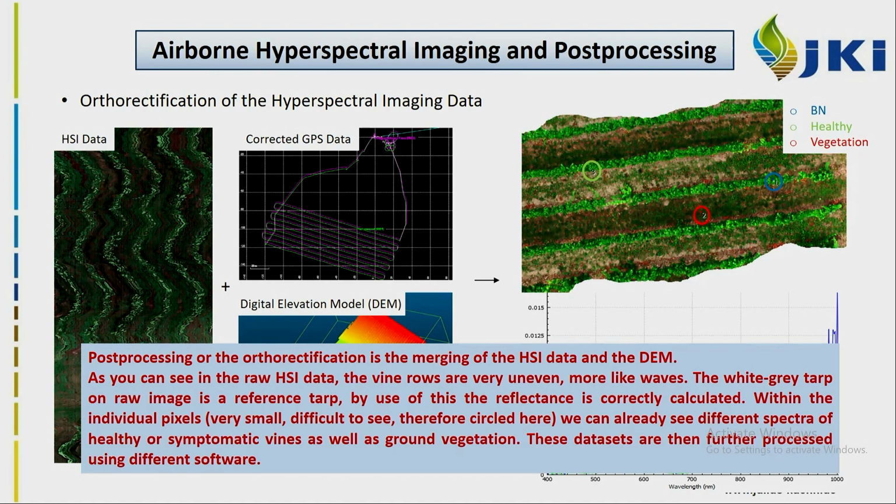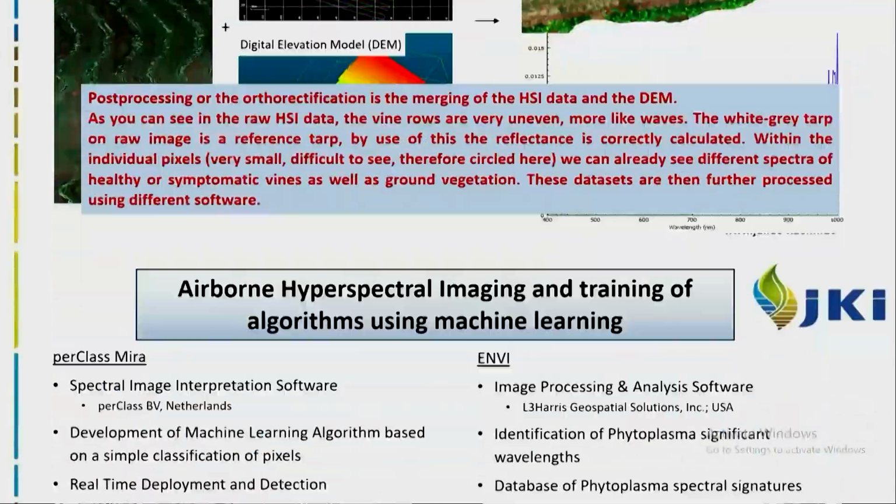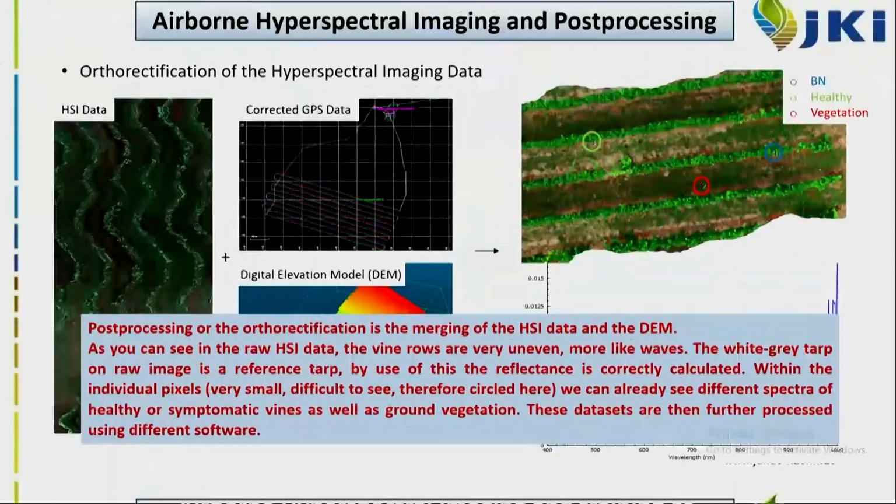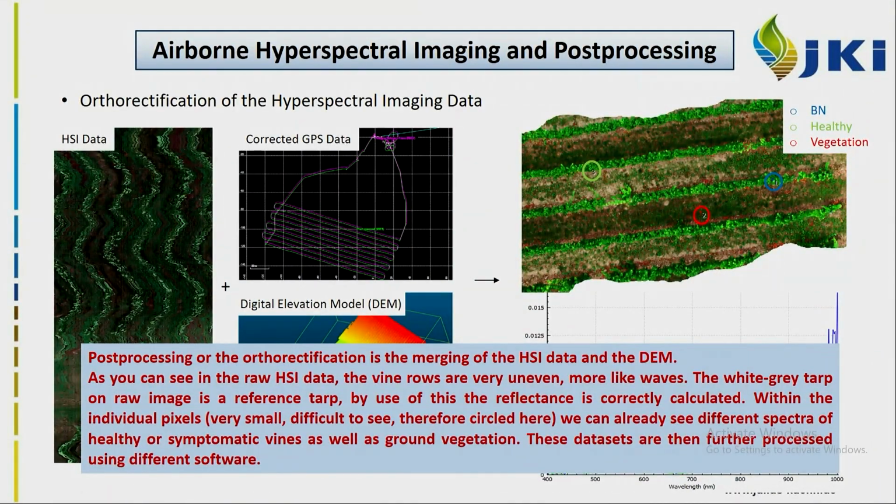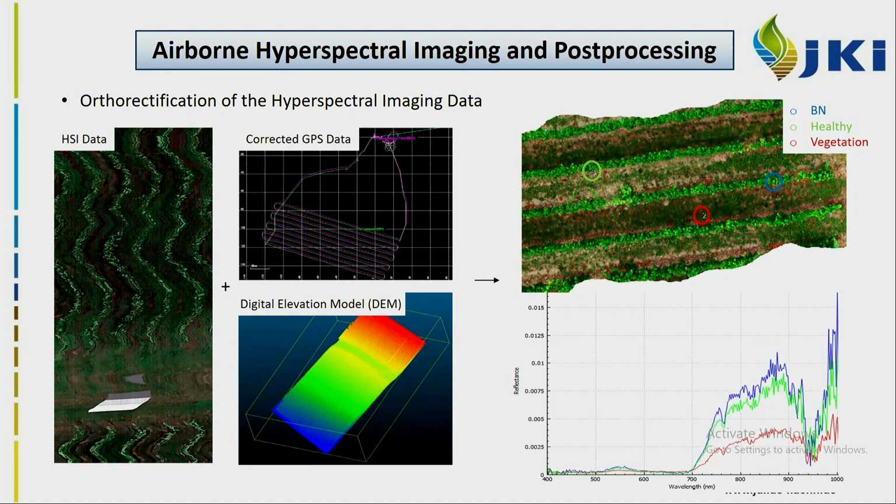And within the individual pixels, which are very small and difficult to see, we can already see different spectra of healthy or symptomatic vines as well as ground vegetation. Maybe it's slightly visible, I hope so.